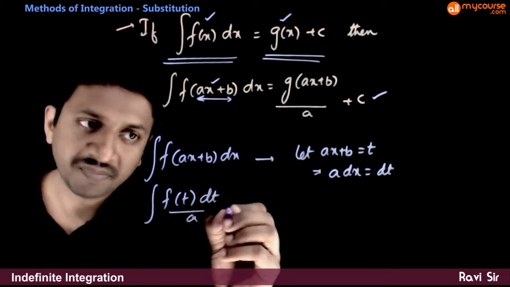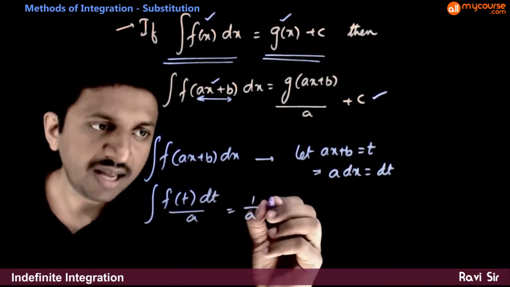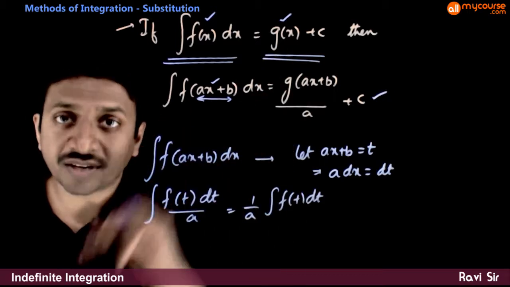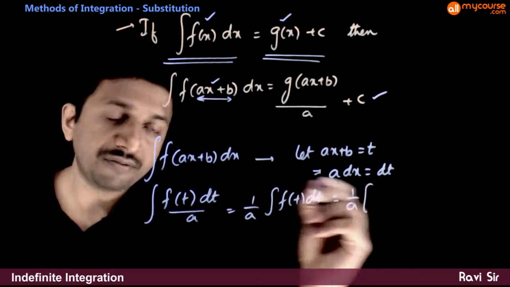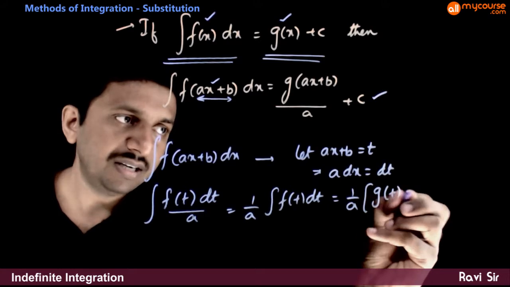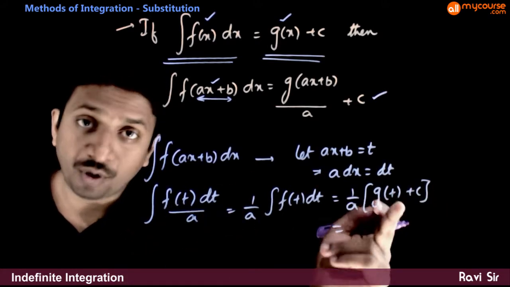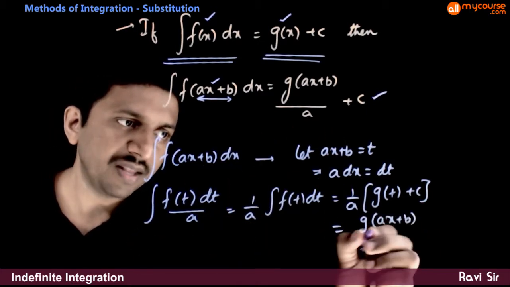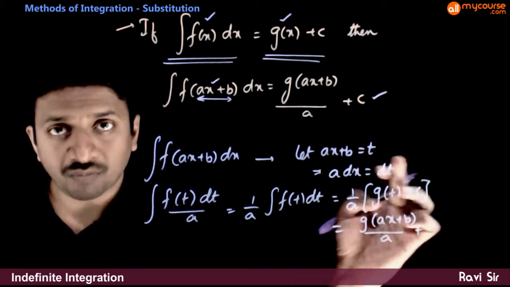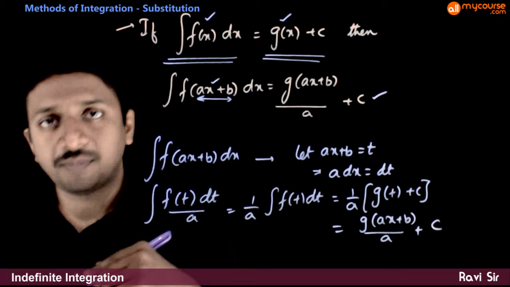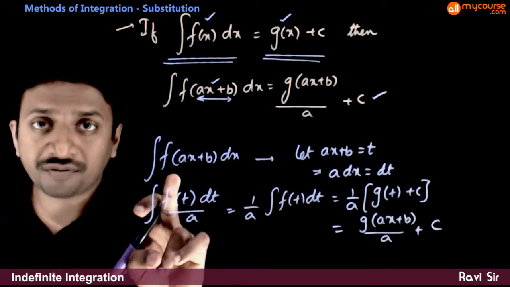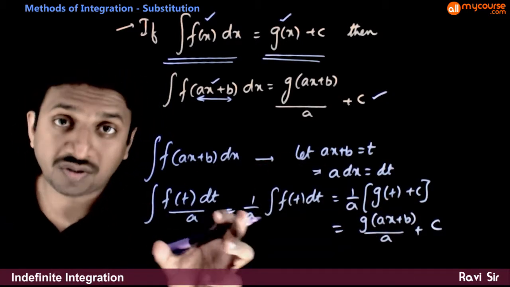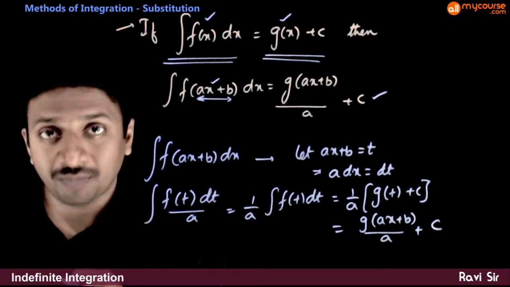That is equal to 1 by a goes outside, and integration of f of t dt. So integration of f of x dx is g of x plus c, and integration of f of t dt is g of t plus c. And if you do the back substitution, t is nothing but ax plus b. So this becomes g of ax plus b by a plus c by a. Both are constants, so this gives rise to another arbitrary constant. So integration of f of ax plus b is g of ax plus b by a plus c. So let us see how to use this. This is a very important formula that you need to keep in mind.